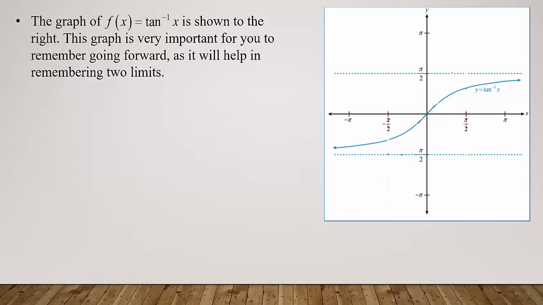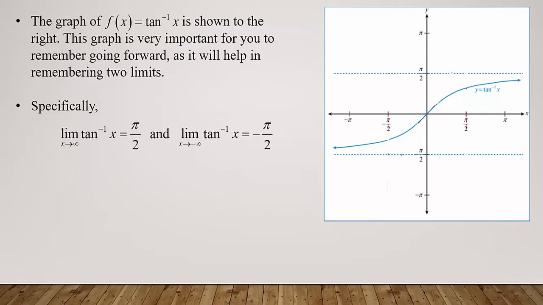Notice the graph of inverse tangent has a horizontal asymptote at negative pi over 2 and a horizontal asymptote at pi over 2. Knowing this graph allows me to remember two limits that will keep popping up in calculus. Specifically, the limit as x heads to infinity of inverse tangent is pi over 2, and the limit as x heads to negative infinity of inverse tangent is negative pi over 2. So that is a graph that you need to know.